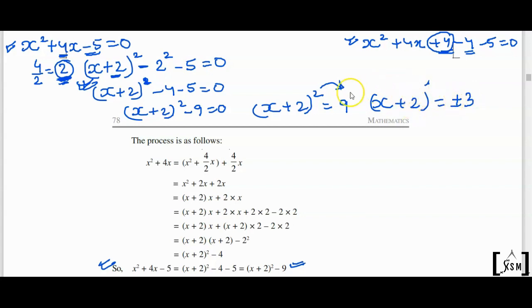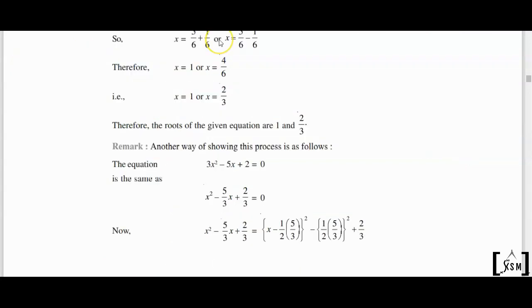So square root of 9 is plus minus 3, and so x will be equal to plus minus 3 minus 2. Taking positive 3 we get 1, and taking negative 3 we get negative 5. So basically we have got two values of x, 1 and minus 5. These two are the solutions for x, and we solved it by using the completing the square method, right? So hope it is clear. Let's do another example for that.